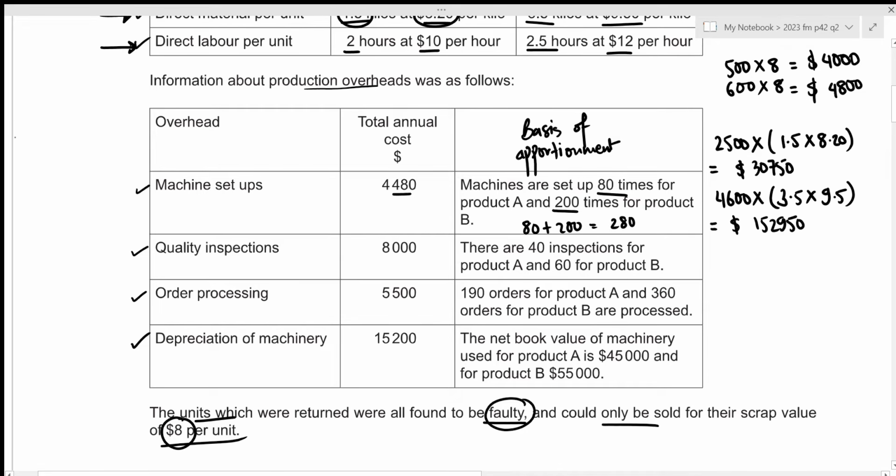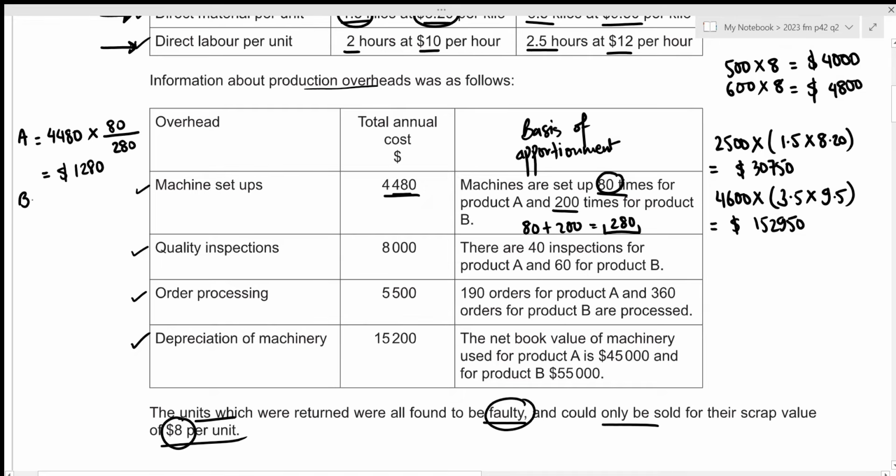Okay, so in order to figure out our apportionment towards product A, we just start with our total cost, which is 4,480. And we know that out of the total machine setups, 280, only 80 were for product A. So we're just going to multiply the total cost by its fraction. So that's just going to be 80, which is the number of machine setups for product A, divided by the total machine setups, which is 280. And this gives the machine setup cost for product A to be 1,280.